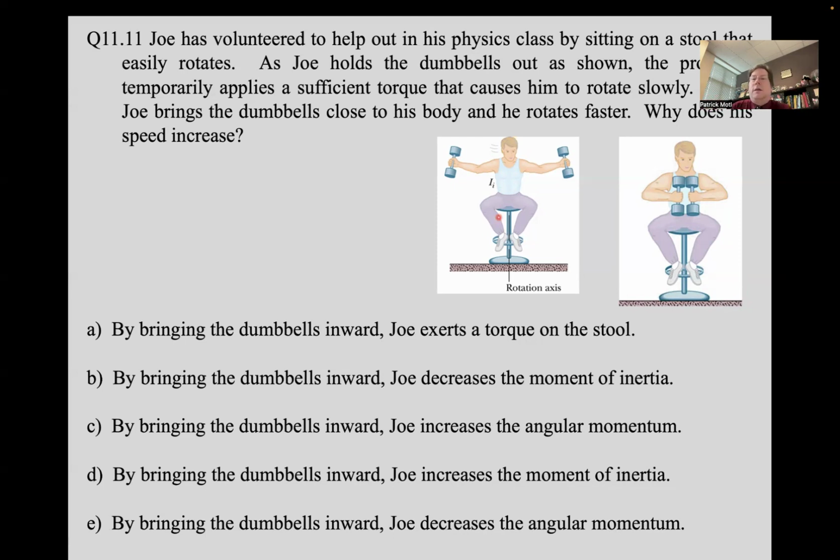And then while Joe is spinning, he pulls those dumbbells in closer and closer to his body, and you observe that he will spin around faster, right? So why does his speed increase? Which of those is the correct reasoning? So read them through, think them through, talk it over, and then we'll go over the answer together.